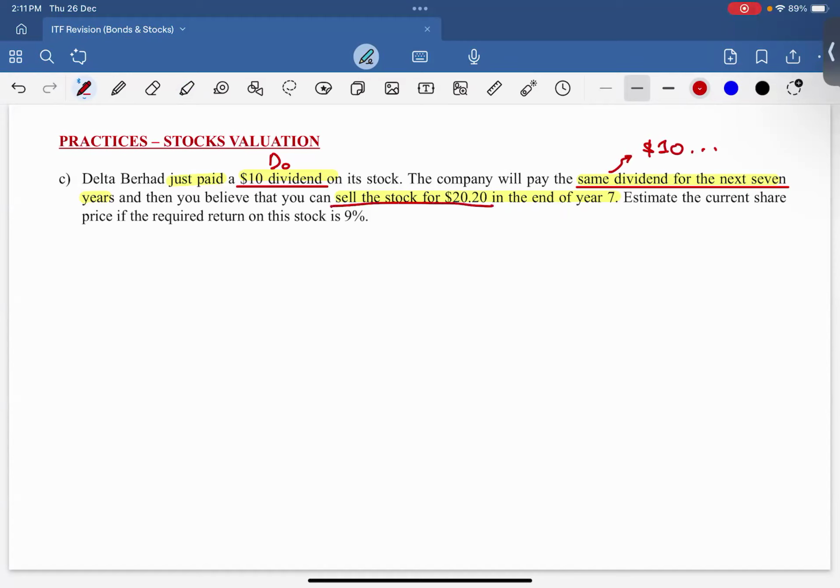At the end, you sell off the stock. So finite or infinite periods? Think properly. Estimate the current share price if the required return of the stock is 9%. So what does that mean? Calculate the present value of the stock price. Estimate means calculate. So R is 9%, and at the end you sell it off. So this is what is called a finite period. You hold the stock for a specific period of time only.